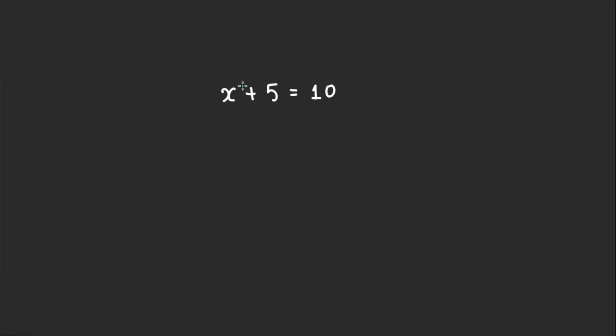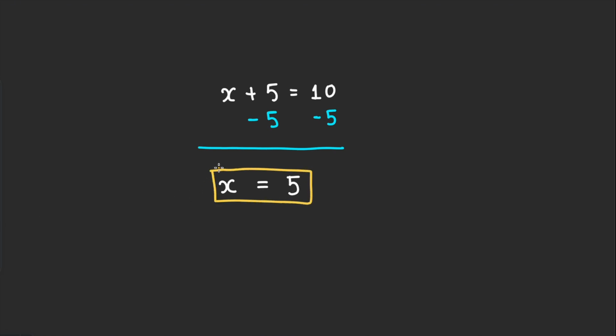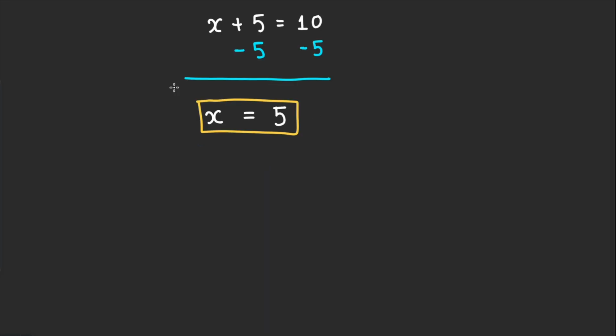If we subtract 5 from the left side, we must also subtract 5 from the right side, which means on the left side, plus 5 minus 5 gets cancelled, so there is only x. On the right side, 10 minus 5 is 5. Therefore, the value of x is 5.